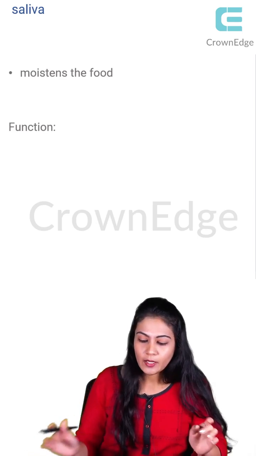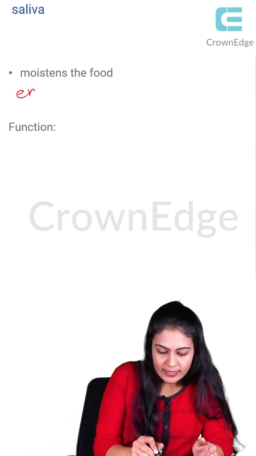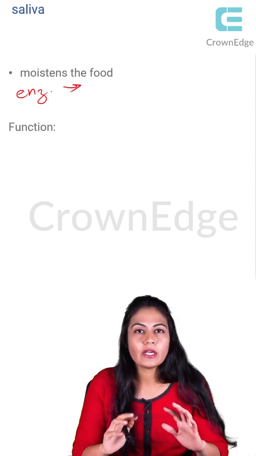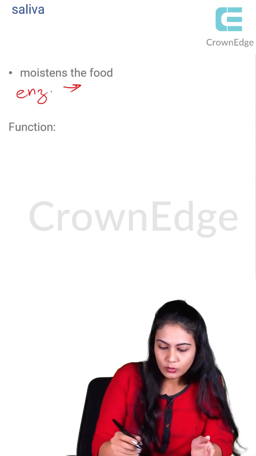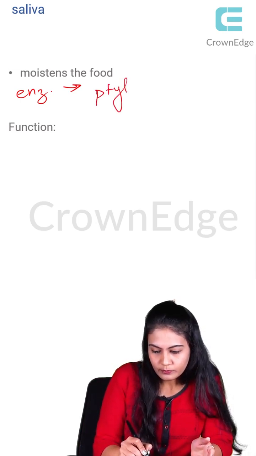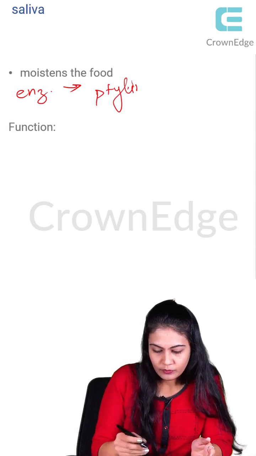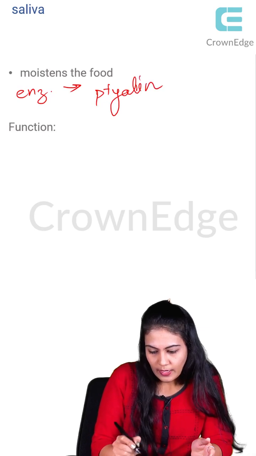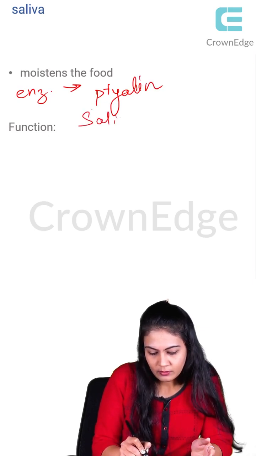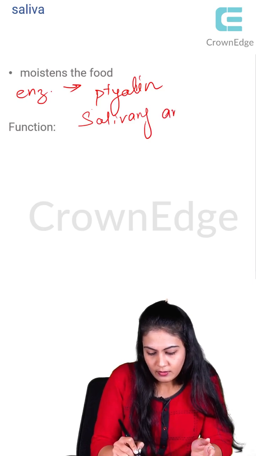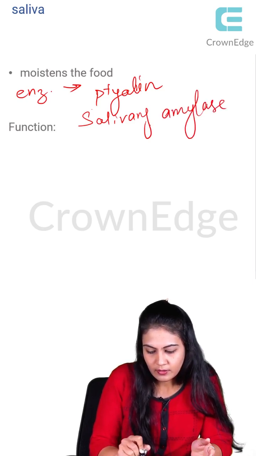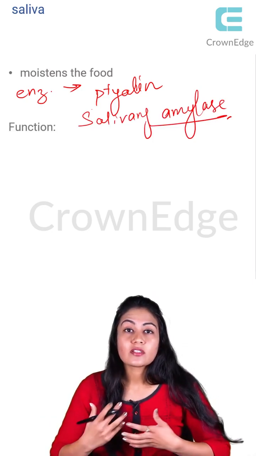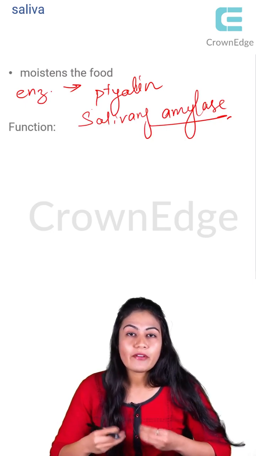Not only that, but it also contains some enzymes. And we know the enzymes are doing very, very important work, right? What are those enzymes? The ptyalin and the salivary amylase, right? So what they do is they start digesting the food in the oral cavity itself.